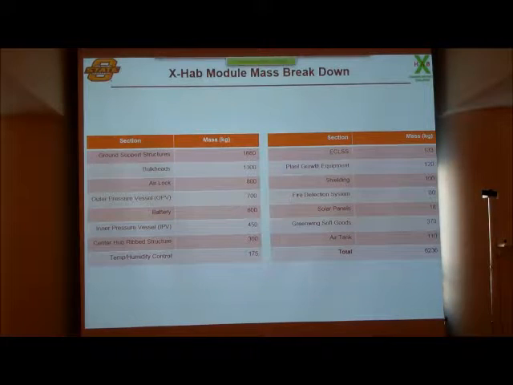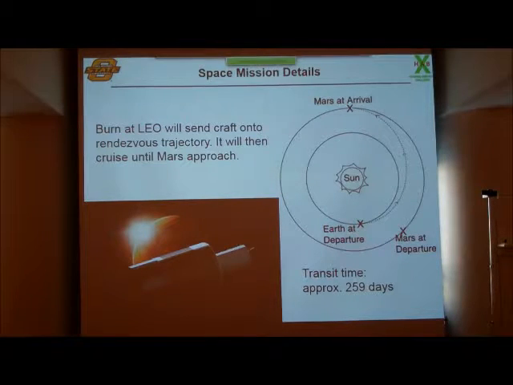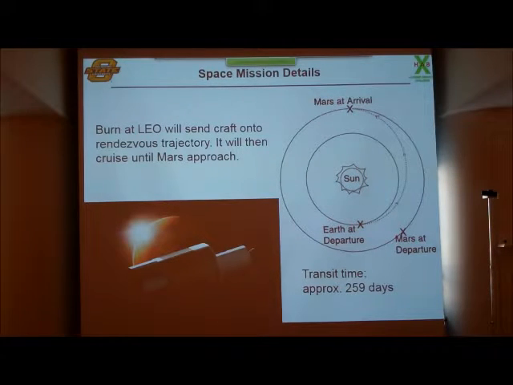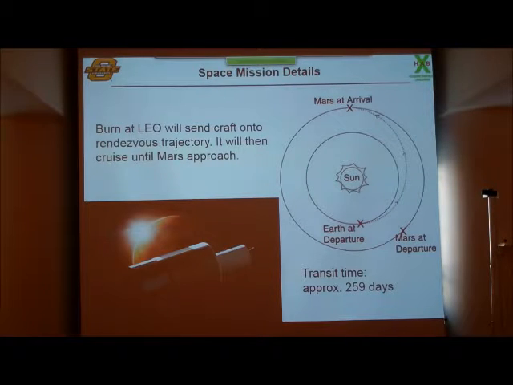Here is a more precise breakdown of mass estimates for the separate systems in the X-Hab module, coming to a total of less than 6,500 kilograms. Okay, the space mission will start with a burn at low Earth orbit. We'll send the craft onto a rendezvous trajectory with Mars. Our predicted transit time is approximately 259 days, and the predicted path is shown up there.